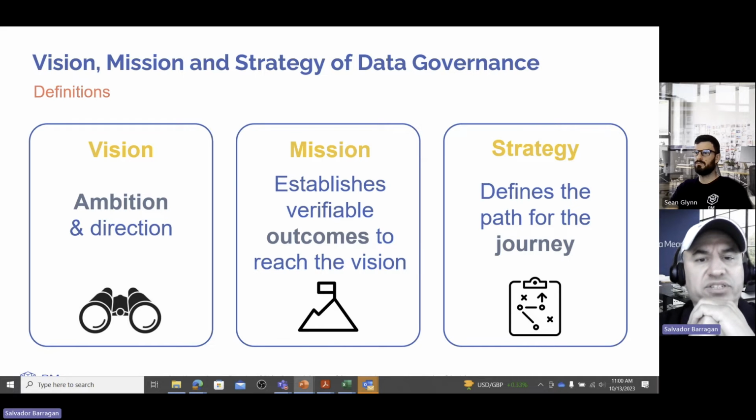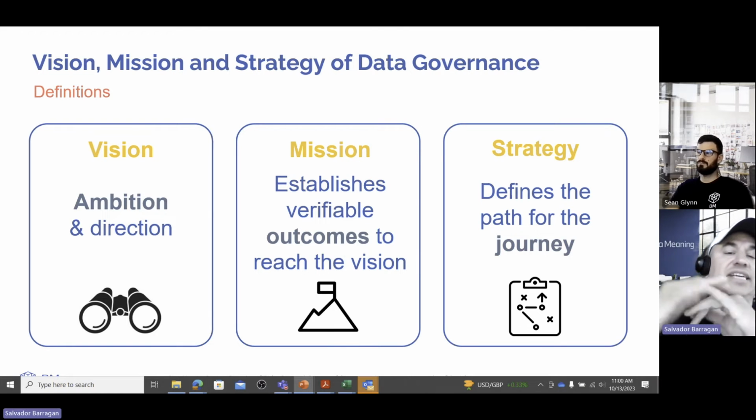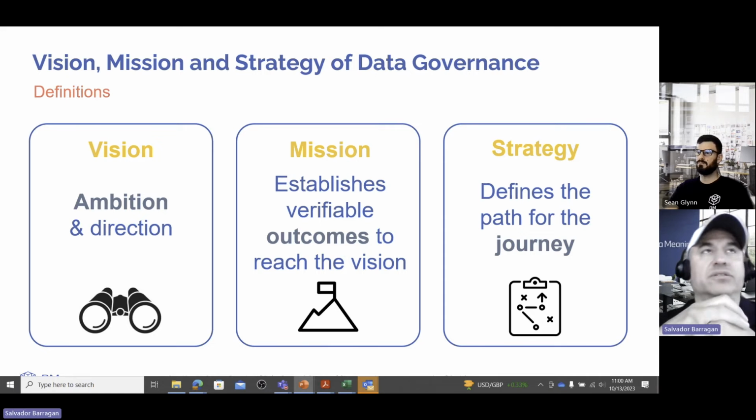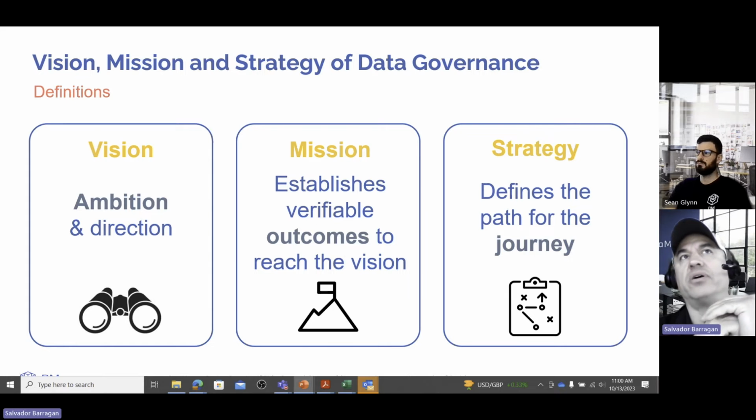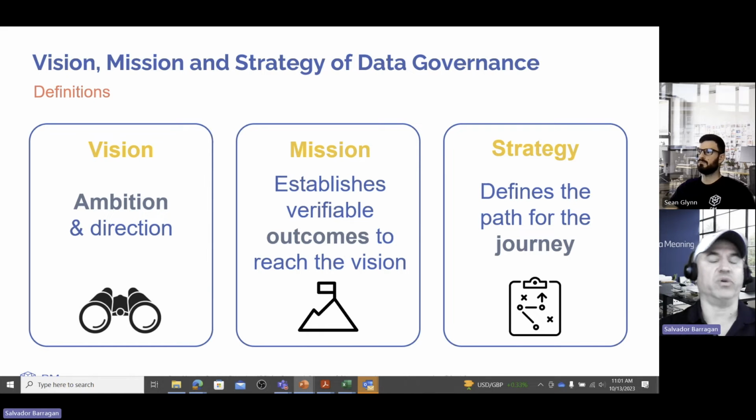After that, you want to look at what the mission is, and this establishes the outcomes to reach the vision. So what are the steps you need to take in order to reach that vision? If you're saying our vision is to make sure that we define and catalog all the data from our organization, what will be the steps that you take in order to reach that vision? That, in essence, is what your mission is. And the strategy defines the path for the journey. In other words, it's almost like the playbook at that point. The strategy will tell you who's doing what, here's the framework, etc. That really will enable you to address both the vision and the mission and be able to accomplish those goals.